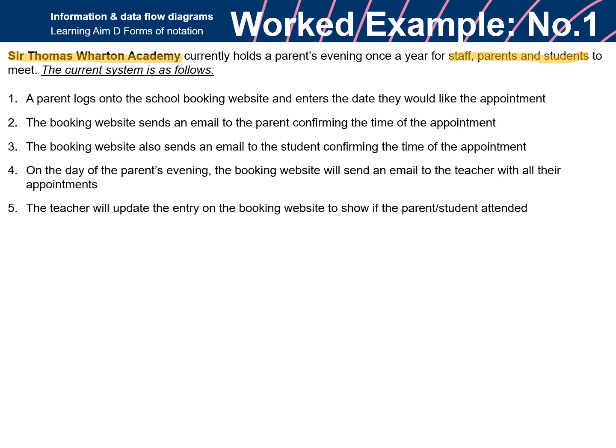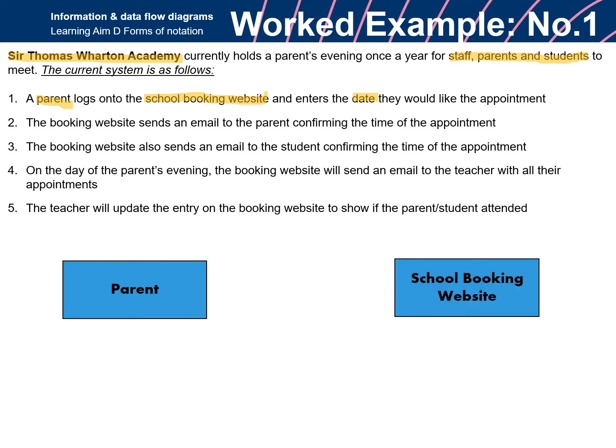In step 1, a parent logs on to the school booking website and enters the date they would like the appointment. We now know where the data is going from, the parent, and to the school booking website. We also know what data is being sent across, and that is the date they would like the appointment. So we have the parent, we have the school booking site, and we have the data going from the parent to the website asking for an appointment request of a certain date.